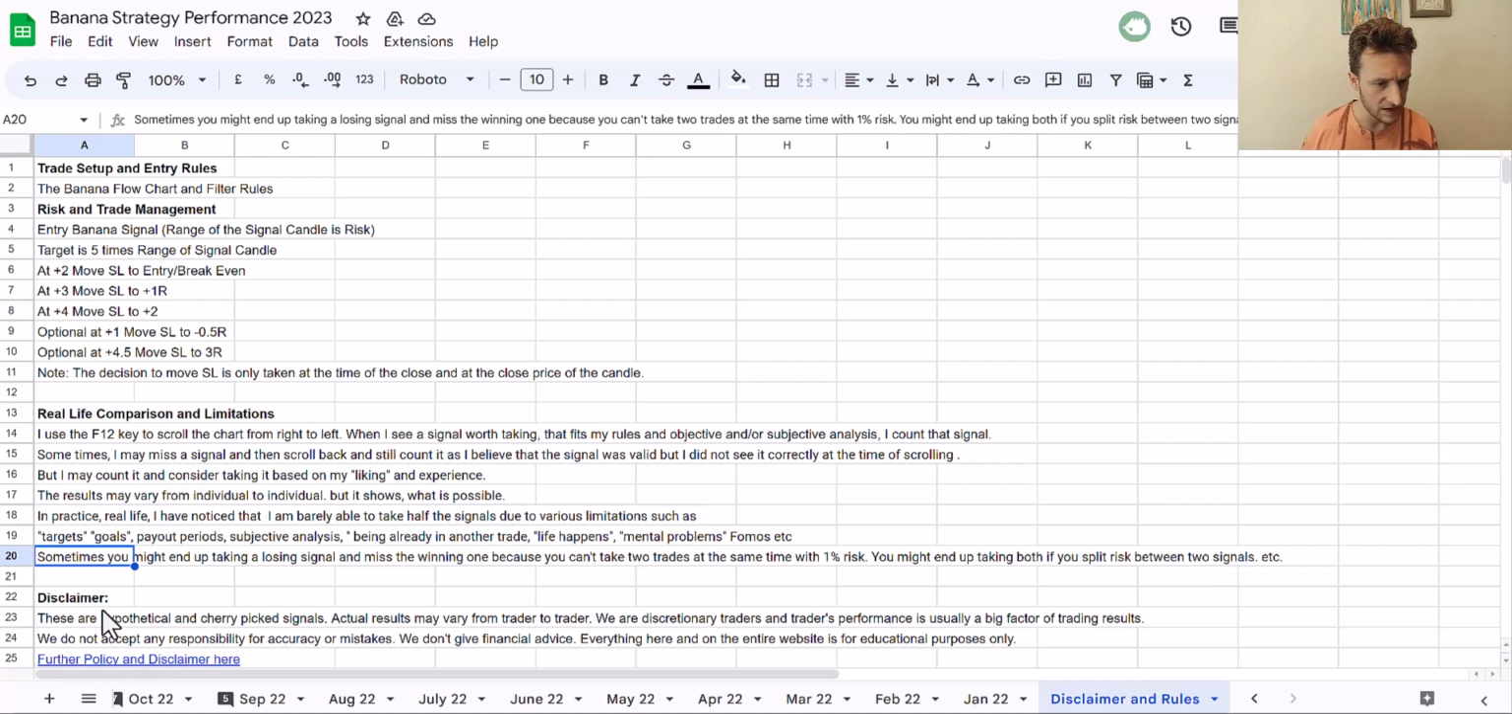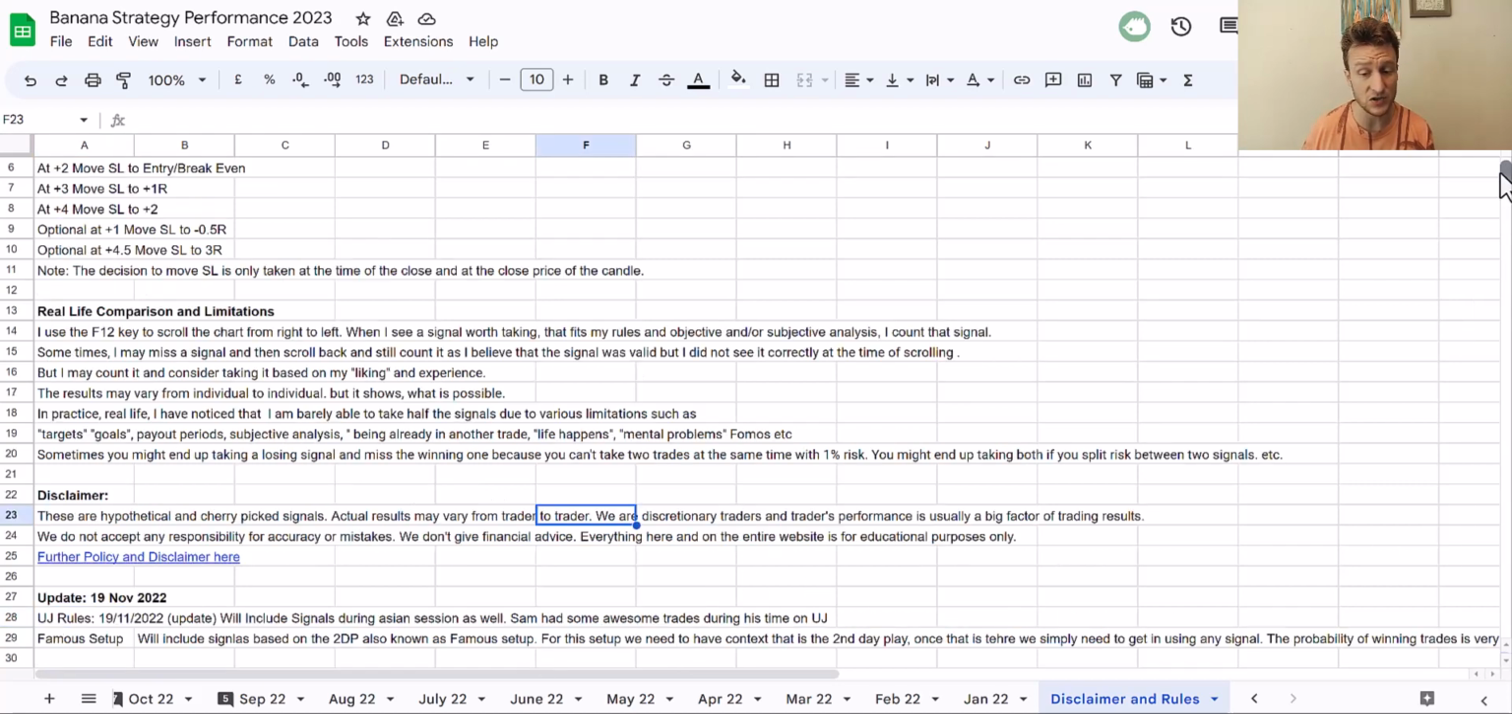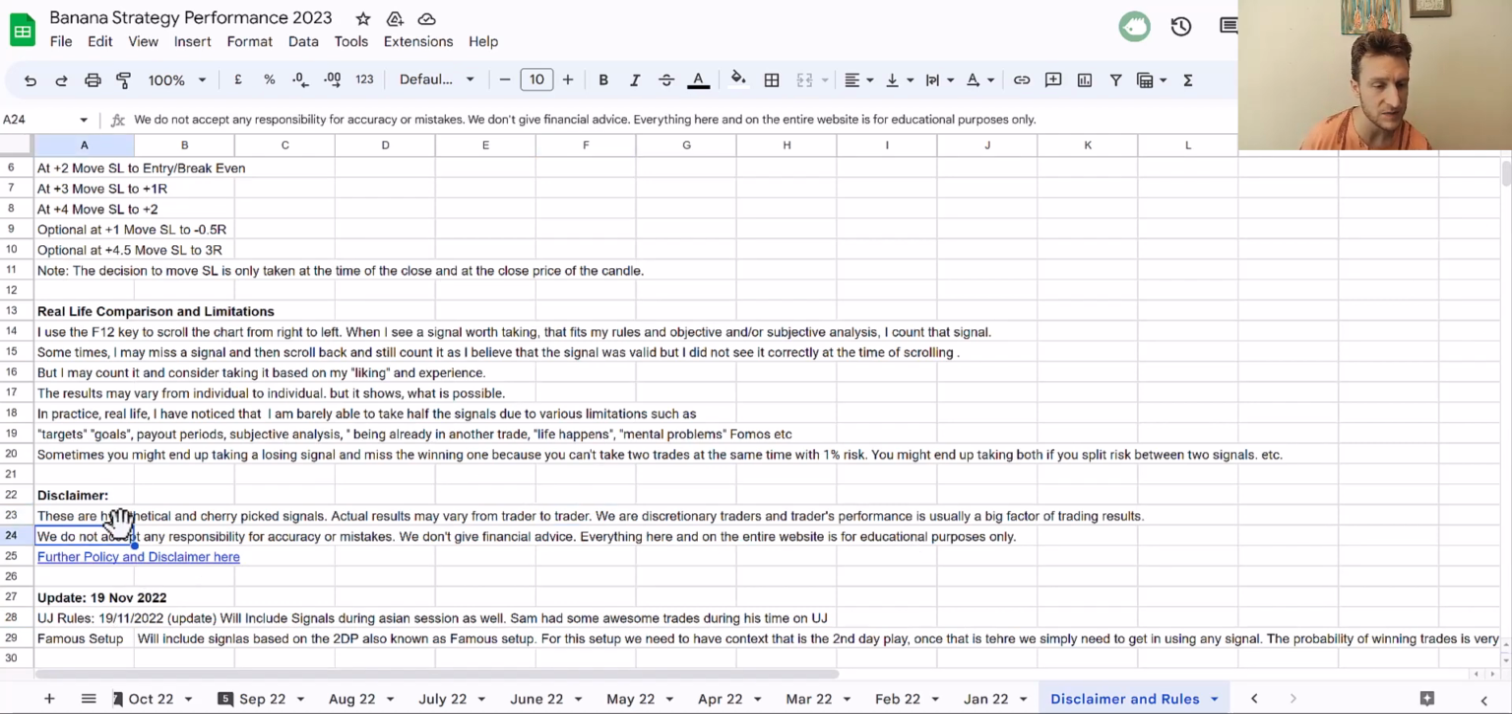Remember, disclaimer: these are hypothetical, cherry-picked signals, so results may vary from trader to trader. We are a discretionary trader, and a trader's performance is usually the biggest factor when it comes to results. So we do not accept any responsibility, yada, yada, yada. This is not financial advice, yada, yada, yada.